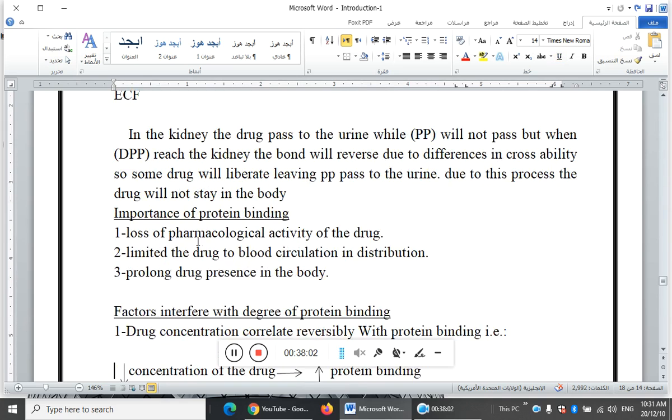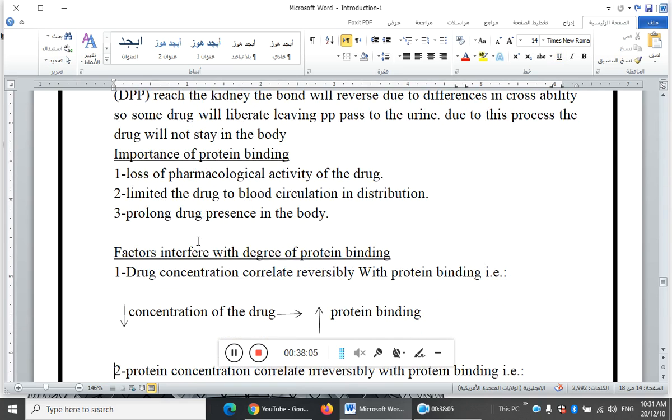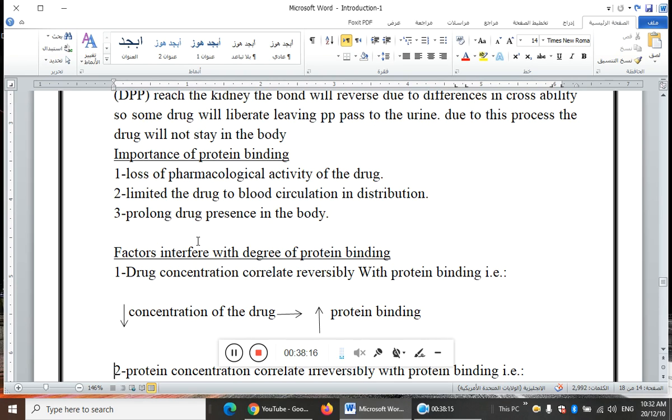What is the importance of plasma protein? First, loss of pharmacological activity of the drug, and this is important because if the drug kept its pharmacological action, it would act for a long time in the body, and this would harm the body. The second importance is limiting the drug's presence in blood circulation and distribution, and this means that the drug will not stay in the blood circle, so it limits distribution and is excreted out of the body.